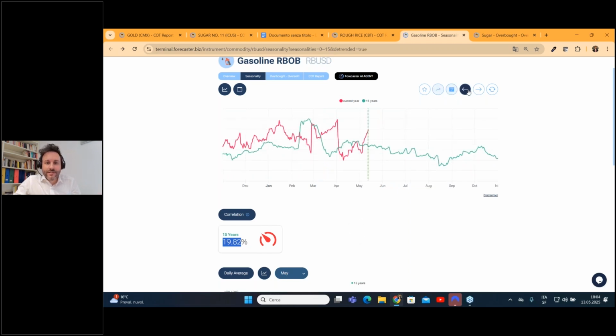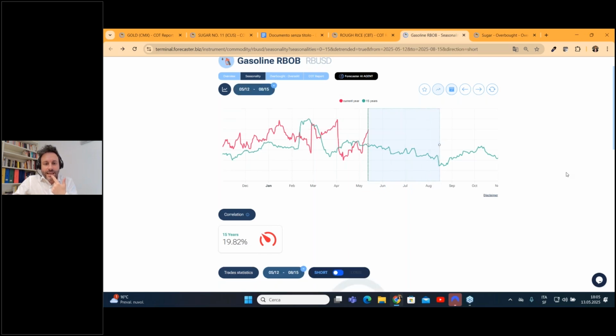If we detrend the chart, we can definitely see that at the moment gasoline, okay, is moving exactly opposite to what happened in the past. Look, here we have a top, here we have a low. Here we have a top, here we have a low, okay? So in this case, here we have a top, here we have a low. In this case, we can really expect for the gasoline price that it will move the opposite compared to the seasonality.